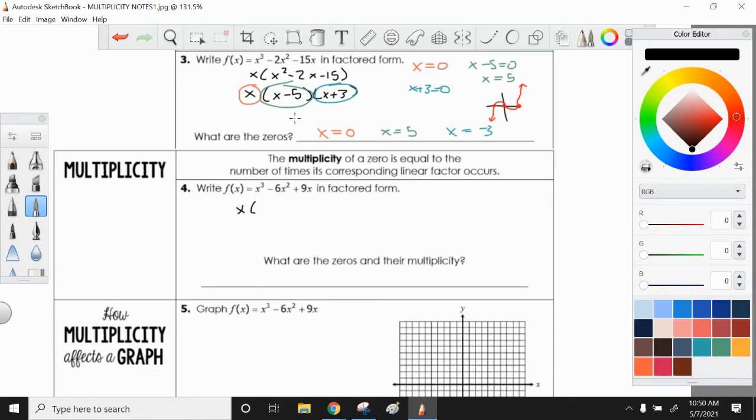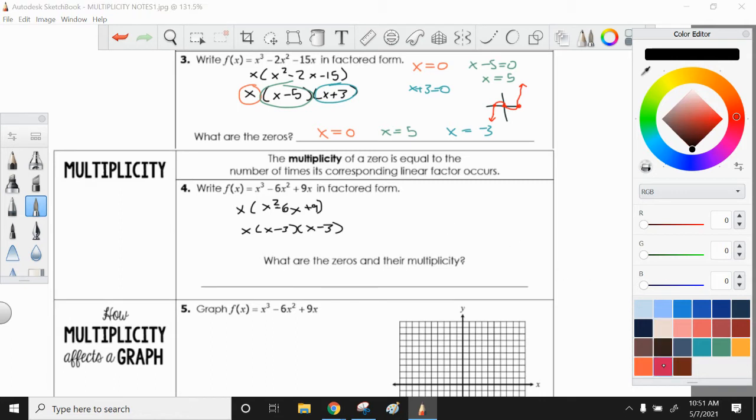Now, if this is our function and we want to write this in factored form, again, I'll give you a little secret. Pretty much we're always going to start with GCF if you see anything that's a cube. So we're taking out an x. We're going to have x squared minus 6x plus 9. That's going to be -3 and -3. Multiplies to make 9. Adds to make -6. X minus 3, x minus 3.